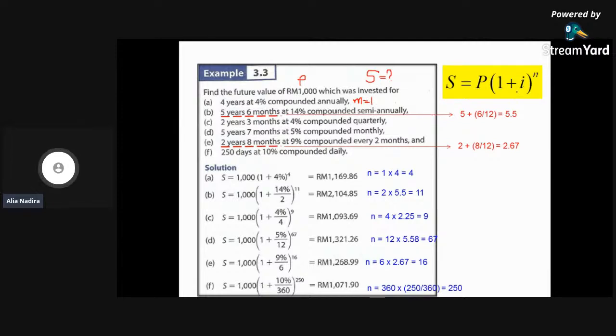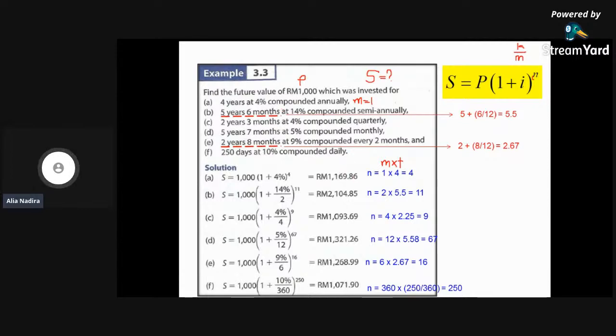Okay, so we substitute here S equal to P, 1000, (1 plus K over M). Okay, our I is K over M. Okay, so our K is 4%, 0.04 divided by 1. That's why we have 4% here. Okay, N. This one is N. So N is M times T. Okay, M times T. Okay, so we have 4. So this is the answer.